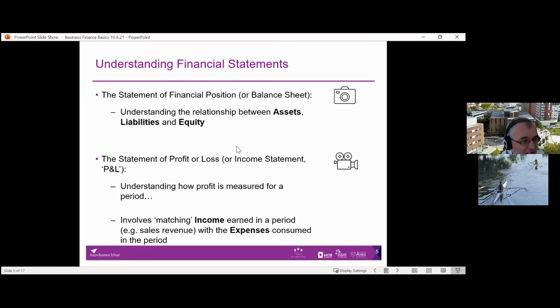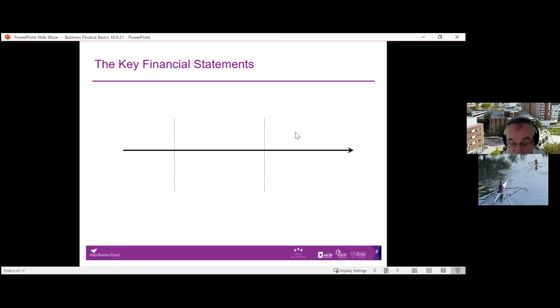So that's the overview of what we're about to focus on for the next few minutes. And I have lots of questions and activities for you to join in with. So in understanding the purpose of these two main statements, I have this diagram, which I'm going to build up for you. So I think it's important that we start with the very basics.